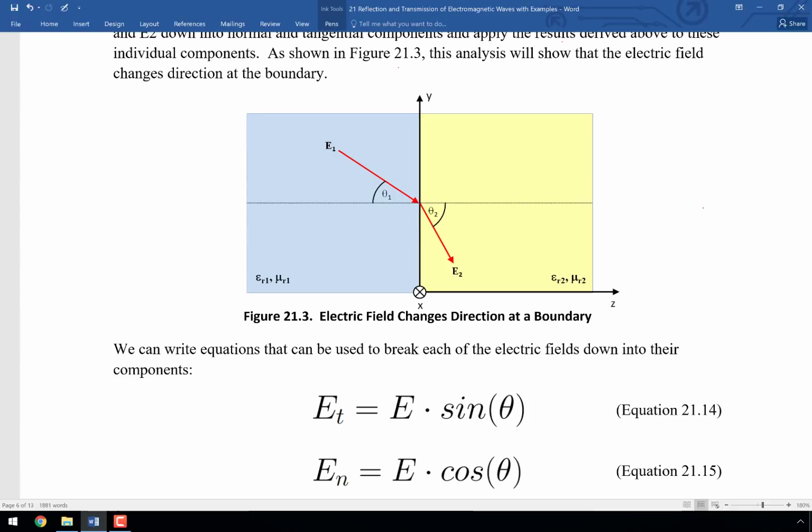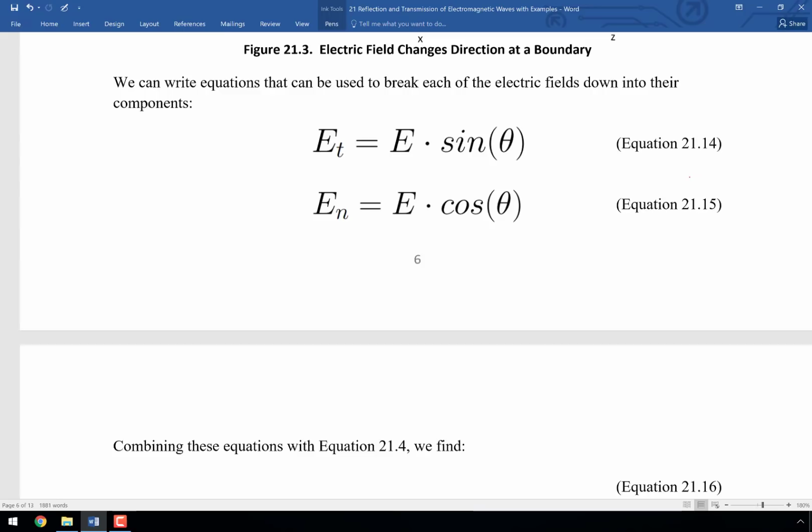What we want to do is go ahead and pre-do this analysis so that we can just apply it in future cases. We understand that on both sides, the tangential component is going to be the electric field multiplied by the sine of theta, and the normal component is going to be the electric field multiplied by the cosine of theta.